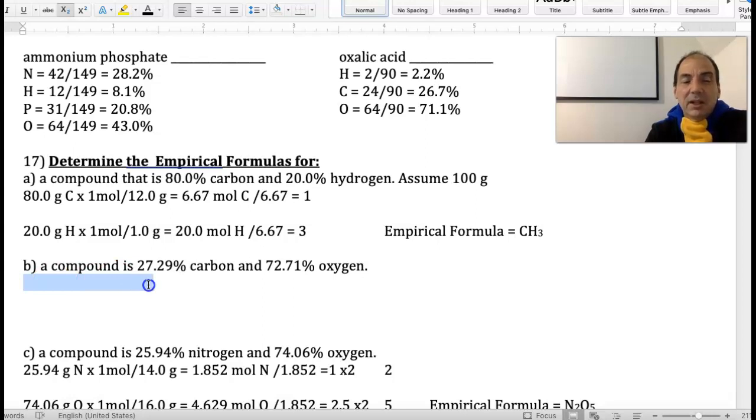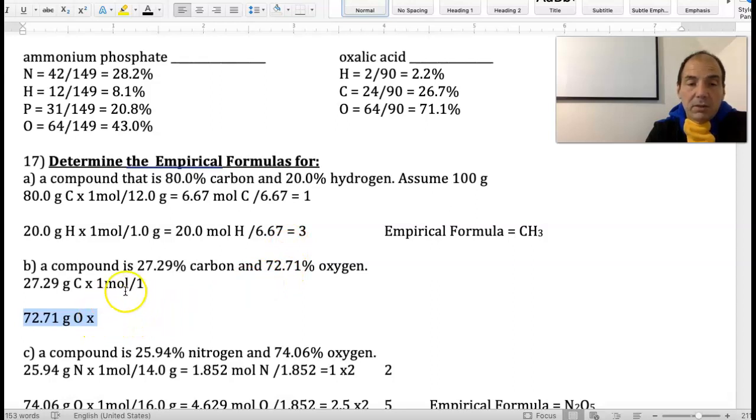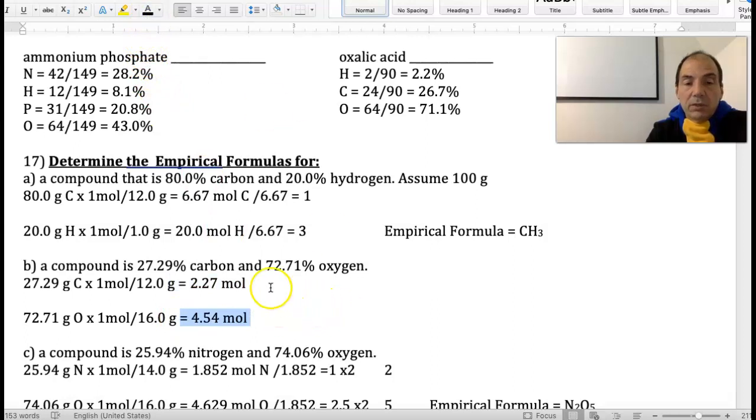It's a long day. Anyway, 27.29% carbon. That means we have 27.29 grams of carbon, and 72.71% oxygen means we have 72.71 grams of oxygen. All right, so carbon's molar mass is 12, and oxygen's molar mass is about 16. We divide it out, and so we get 2.27 moles for the carbon, and we get 4.54 moles for the oxygen.